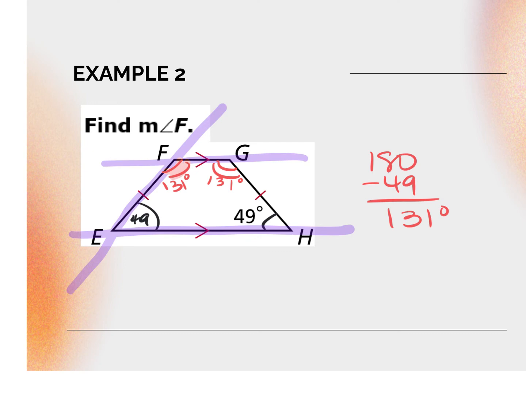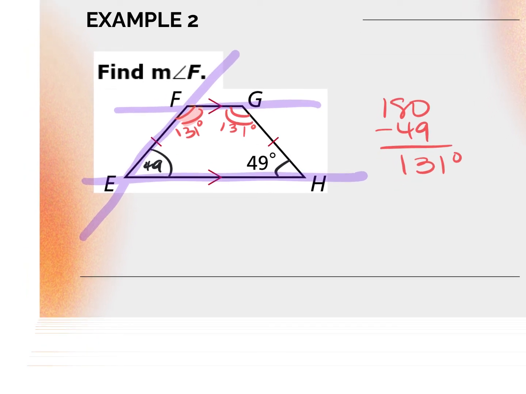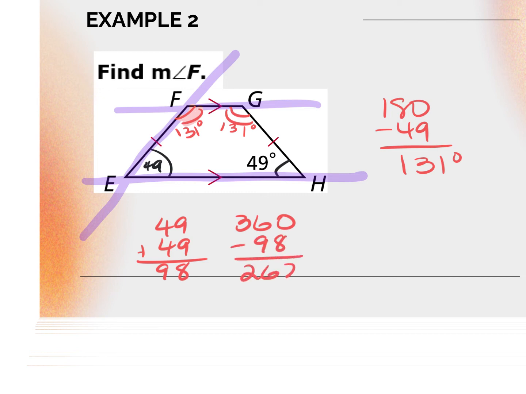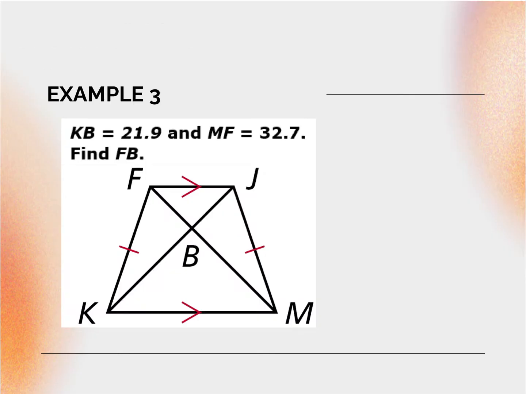You could have also done it the long way, where you take the 2 base angles you had from the beginning, add them, subtract from 360, and get 262, and then divide that by 2, and you get 131 that way as well. So it doesn't matter. There's always more than one way to do some of these missing angle measures. That's the longer way. The next example, again, another isosceles trapezoid.